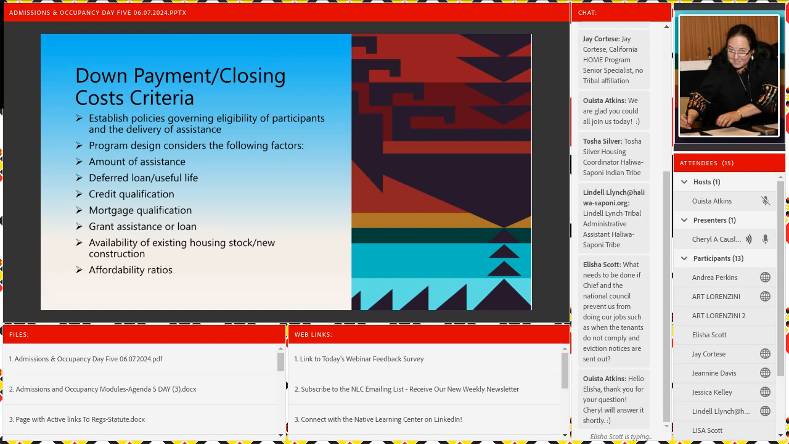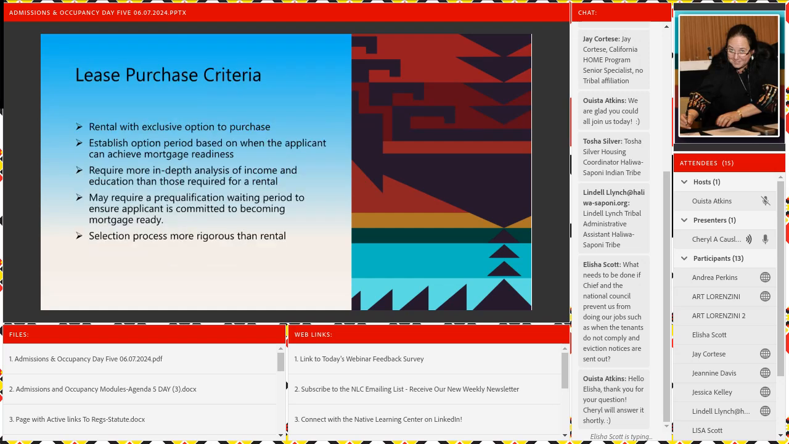Availability of existing housing and new construction in your area. Is there any to even offer that program? Some people have found there's not, not for down payment unless they are rebuilding or building. And your affordability ratios.